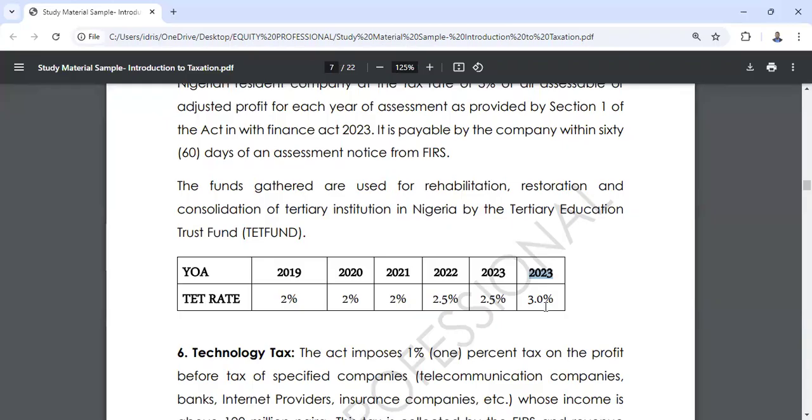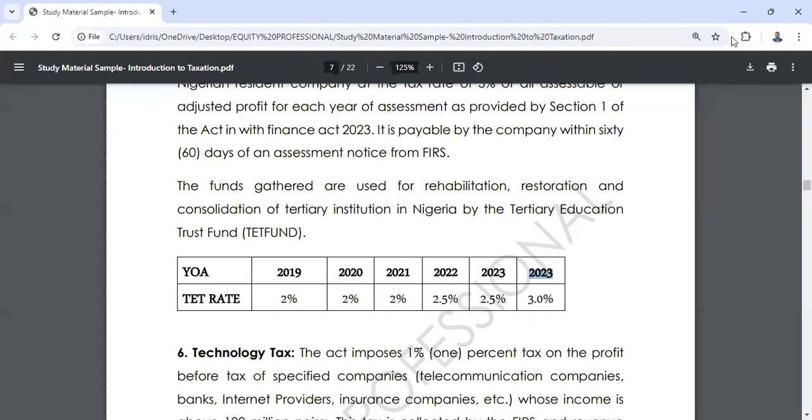Every company, limited company, PLC, they pay education tax apart from paying company income tax. And how do we get education tax? Education tax percentage is based on adjusted profit of that company. That means if a company does not make profit, they don't have adjusted profit, they will not pay education tax. But when they have adjusted profit, they will pay education tax. But if they have adjusted loss, they will not pay education tax.